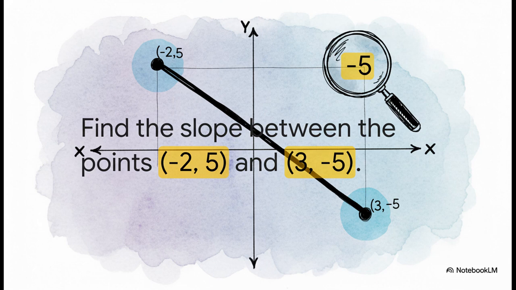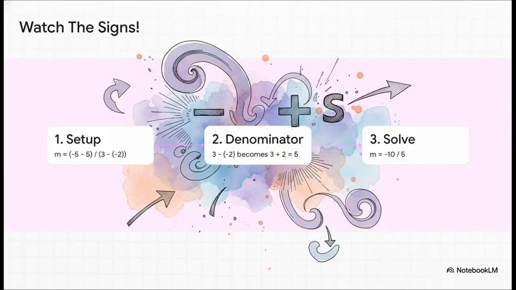Now we're going to throw some negative numbers into the mix. This is where you really have to pay attention to the signs. So the most important thing here is to watch those signs. The numerator is pretty simple. -5 minus another 5 gets us to -10. But look at the bottom.